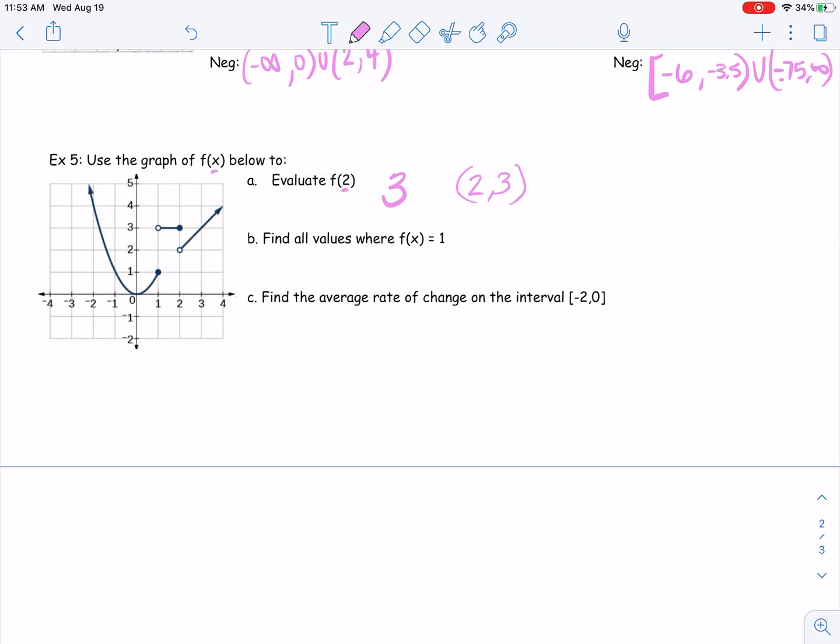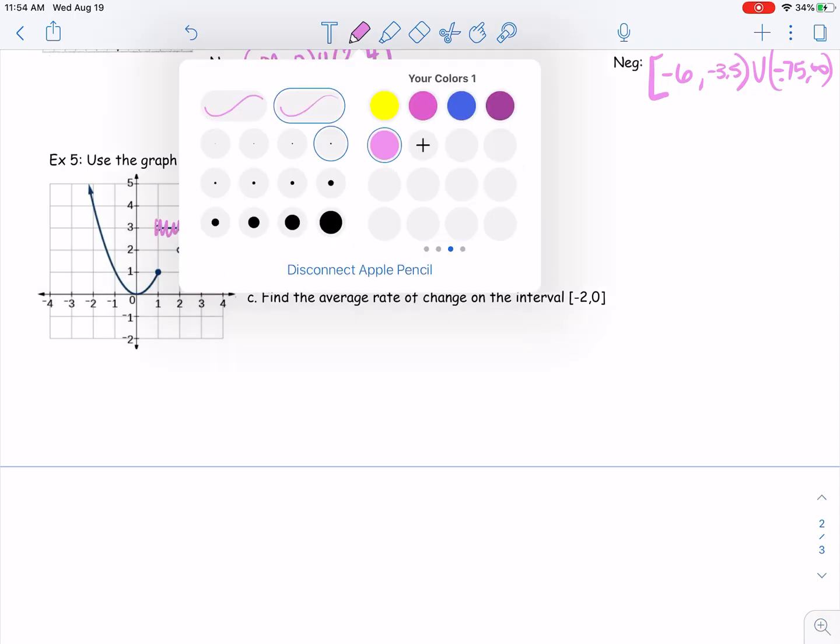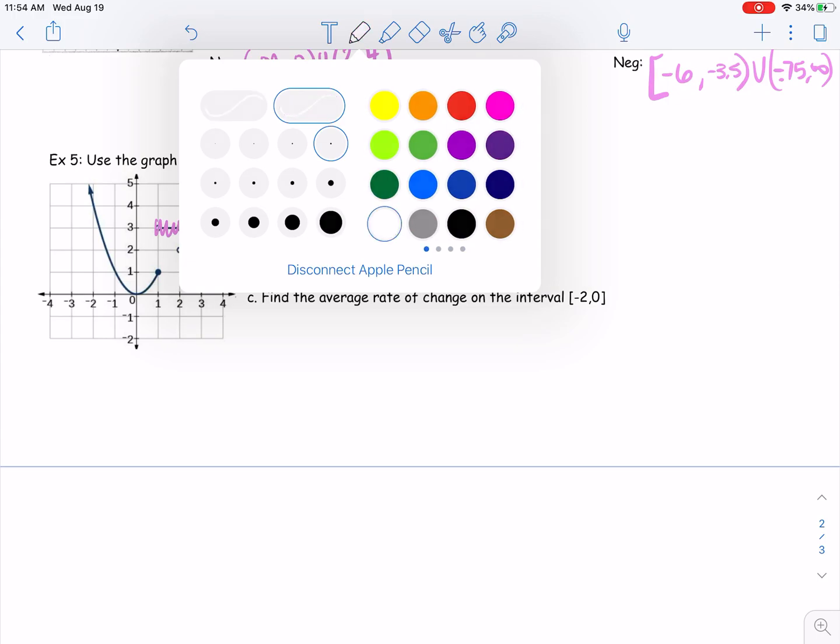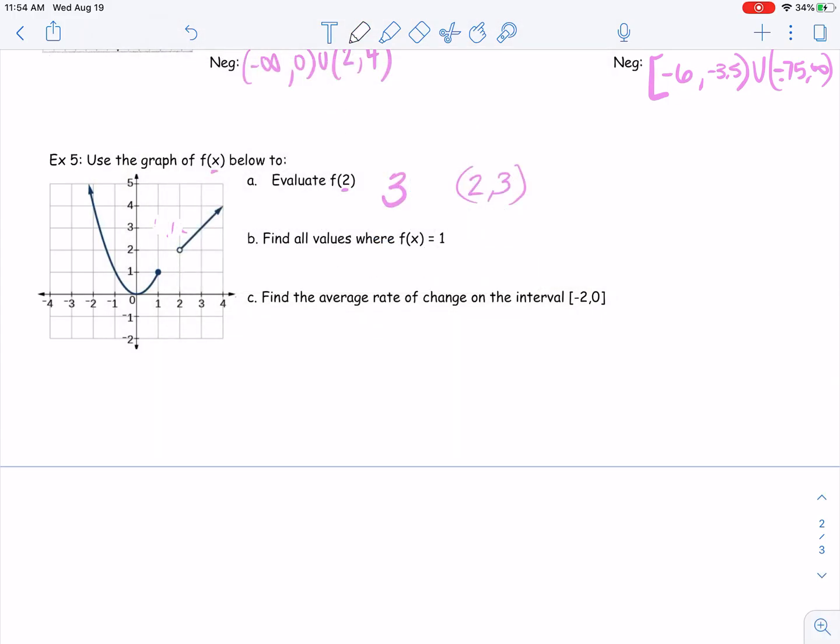So what about if this wasn't there at all? Watch, let me do this. What if this wasn't there at all? And I said evaluate f of 2. You can't. There is no function value when x is 2 because it's an open dot. Okay?